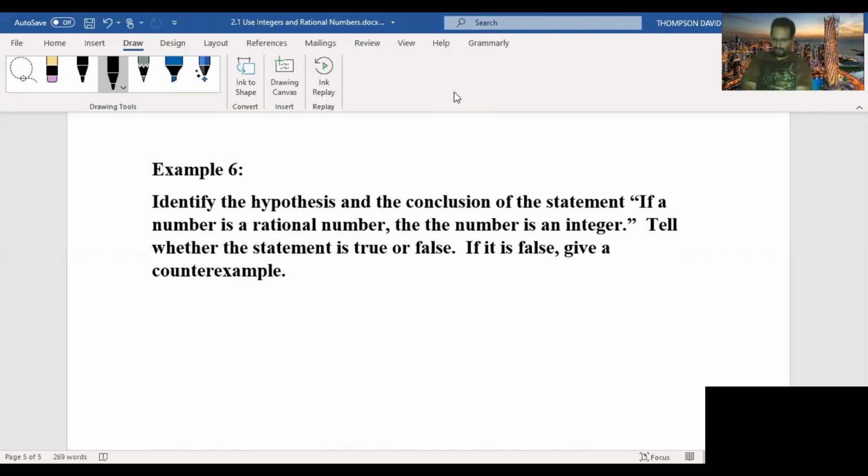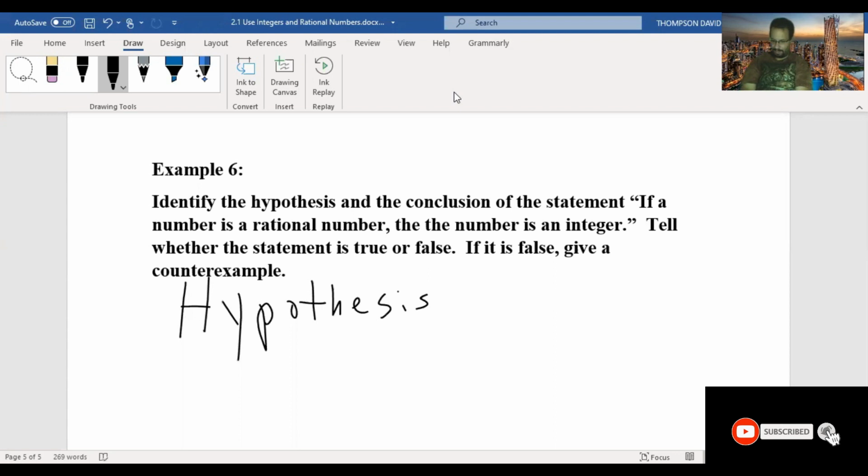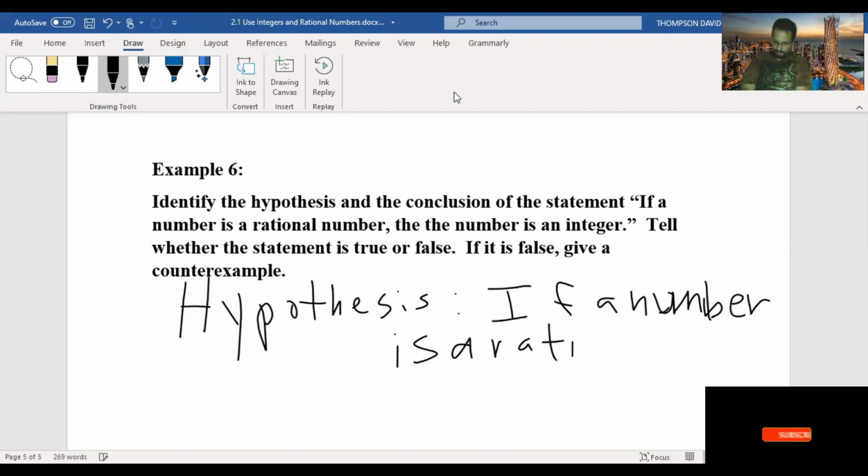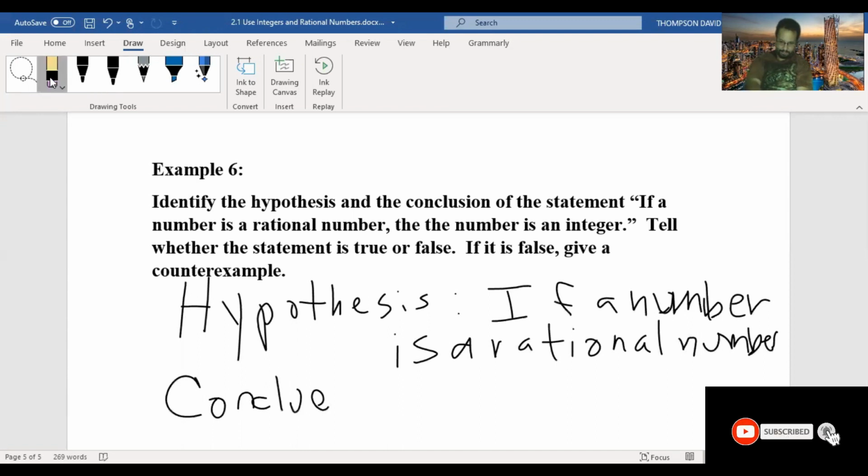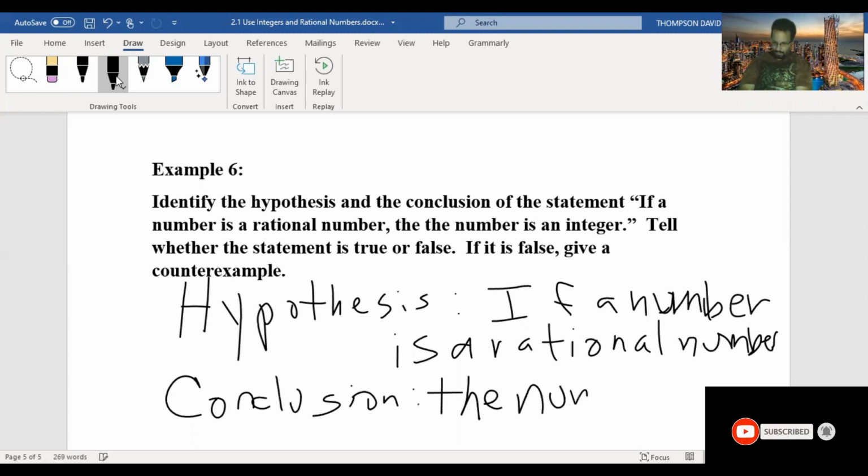First, let's identify the hypothesis. The hypothesis is always the if part of an if-then statement. So that's just if a number is a rational number, that's your hypothesis. The conclusion would be just the then part. And that's the number is an integer.